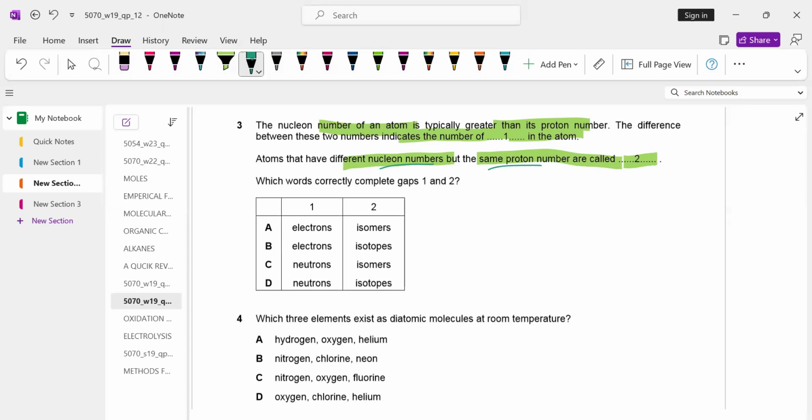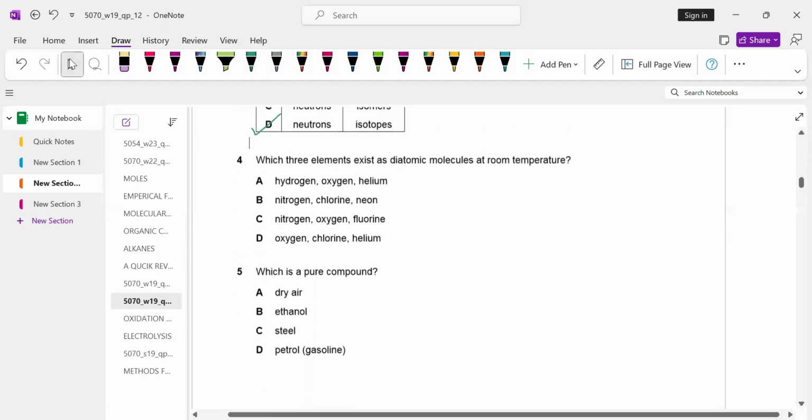The difference between these two numbers indicates the number of neutrons in an atom. So the difference between nucleon number and the proton number indicates neutrons, and atoms that have different nucleon number and same proton number are known as isotopes. So option D is correct for question number 3.